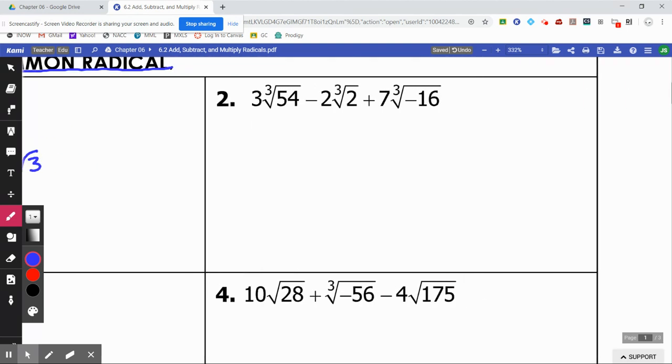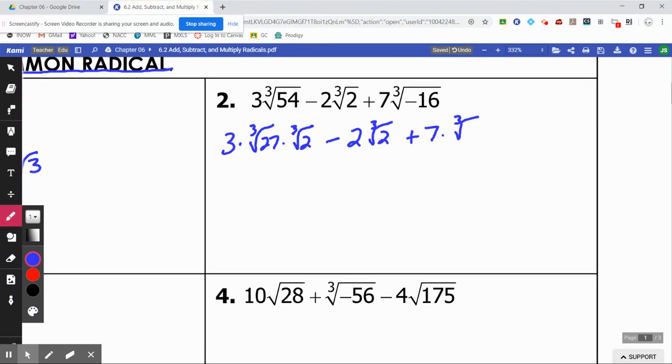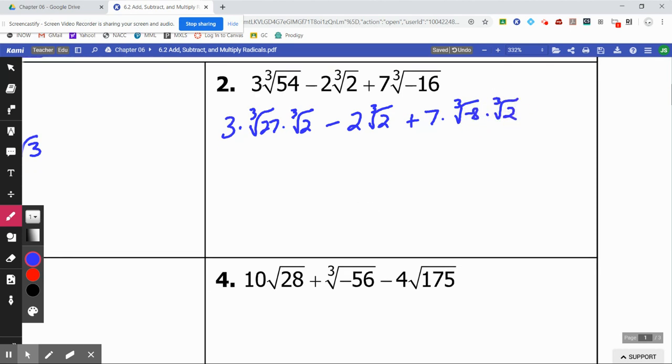Number two, the 3 times the cube root of 54, we're going to split into the cube root of 27 and the cube root of 2, minus 2 times the cube root of 2, that's not going to clean up any, plus 7 times the cube root of negative 16. We're going to split into the cube root of negative 8 times the cube root of 2. Now let's clean it up.